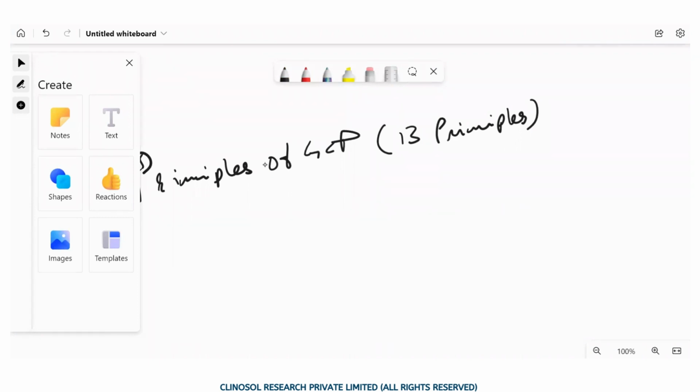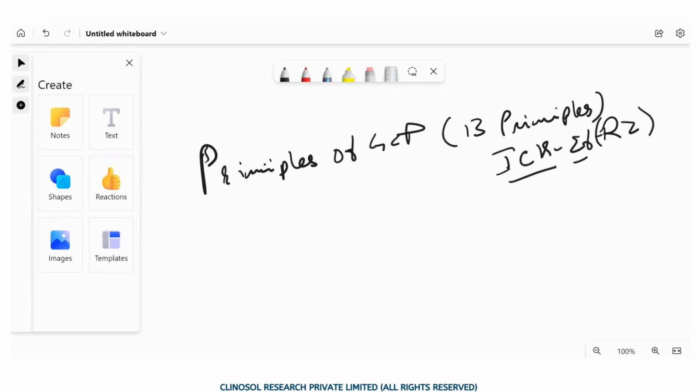These are the backbone for us when we are conducting clinical trials or any clinical trial related activities, either it is CDM or PV or medical writing, whatever activities we are performing. So our focus is to follow these 13 principles, which are specified in ICH E6R2. The reference document for this is ICH E6R2, which is the revision 2 document of the International Council for Harmonization, Efficacy guidelines, 6th section.